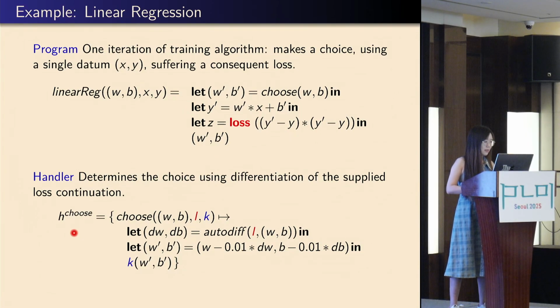And now the handler can determine the choice of the new weight and the bias using automatic differentiation. So in this case, the handler will apply the automatic differentiation to this loss continuation and get the gradients of the weight and the bias, and then do one step of gradient descent so that it can update the weight and the bias, and then it can continue the original computation with updated weight and bias. So I hope this gives you an intuition of how loss continuations are combined into effect handlers and how we can make use of them to make decisions by defining optimization strategies as handlers.